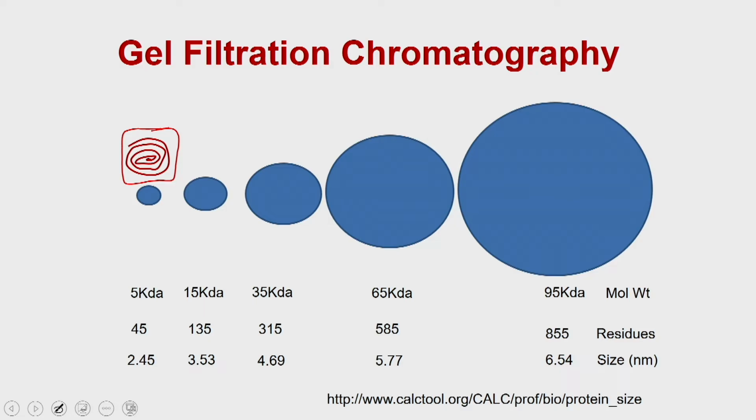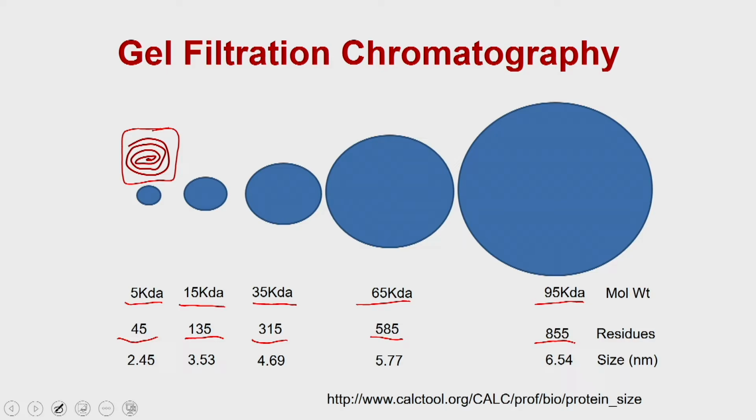So, it starts from the 5 kilodalton, 15 kilodalton, 35 kilodalton, 65 kilodalton and 95 kilodalton. What I have done is I have shown you the number of amino acid residues which are associated with most of these proteins. So, what you see is for the 5 kDa protein you have 45 residues, for 15 kDa it is 135 and for 35 it is 315 and so on, and these are rough estimates. And now based on this number of residues I have also calculated the size, or radius of gyration, of these proteins.